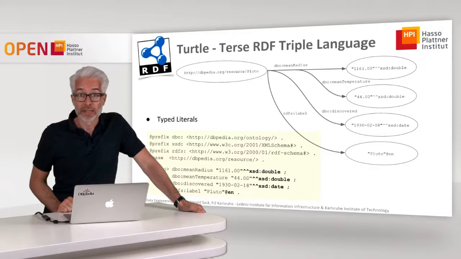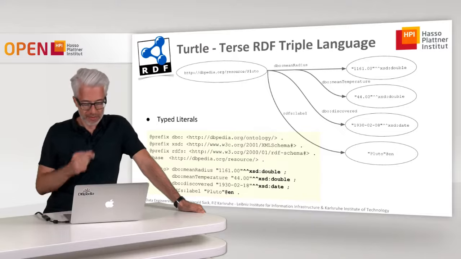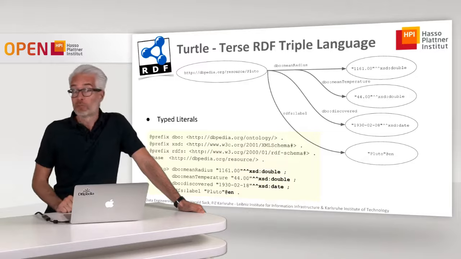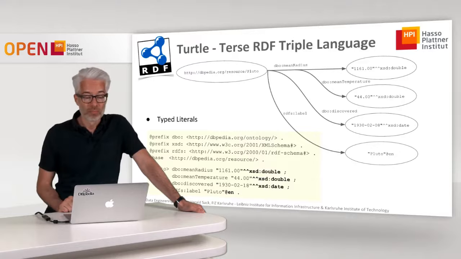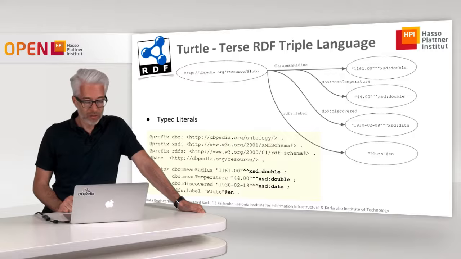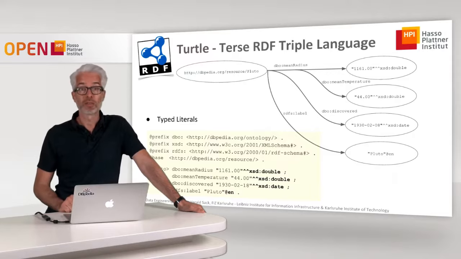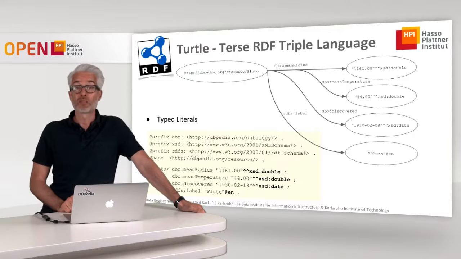How do I write this in Turtle? Quite easy, as you see here. We have lots of facts about Pluto, which means we have here a predicate list that we add to the first triple we define here about the subject Pluto. Then we have all these properties, which all stem from the DBpedia ontology vocabulary. We will learn later on about that. And then there are the objects, which are all typed literals, so literals that have a data type.